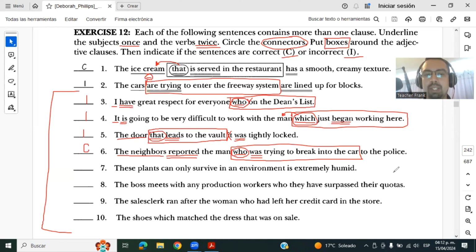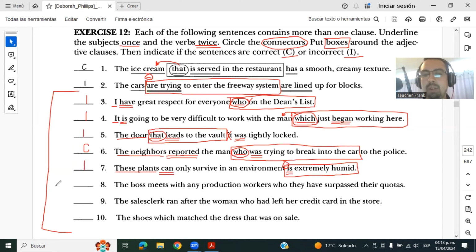Okay, let's look at number 7. These plants can only survive in an environment is extremely humid. Well, it just sounds off, right? Okay, so "can only survive" is my verb. Who or what can survive? These plants. We have the verb here, which is describing the environment. The environment is extremely humid. But what is the mistake here? Exactly. We don't have a connector subject, right? These plants can only survive in an environment that is, which is, right? So that's why it's going to be incorrect.